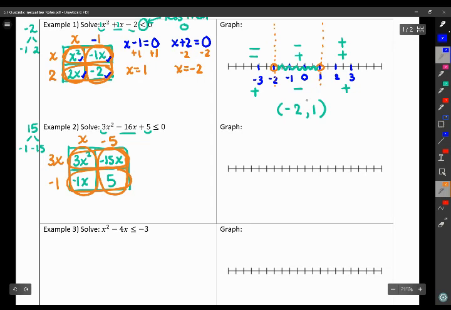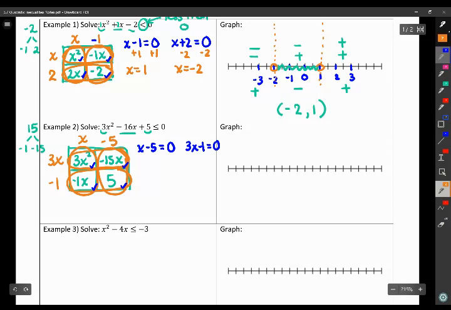And then we just want to make sure we double check. So we've got 3x times x is 3x squared. 3x times negative 5, negative 15x. Negative 1 times x, negative 1x, and negative 1 times negative 5 is positive 5. So everything checks out. So now we're going to take our factors. So x minus 5 equals 0 and 3x minus 1 equals 0, and we're going to solve.